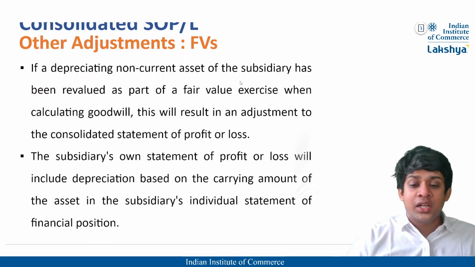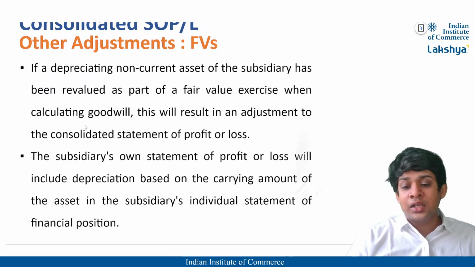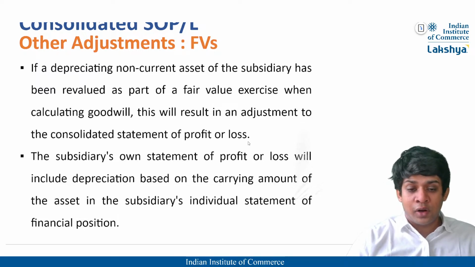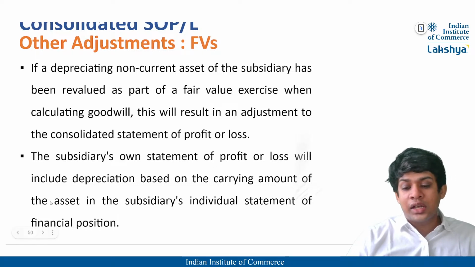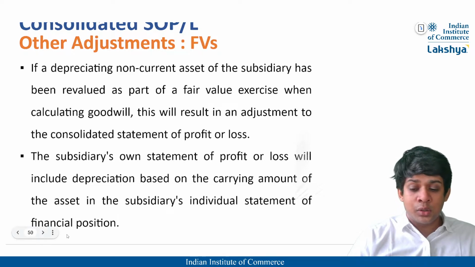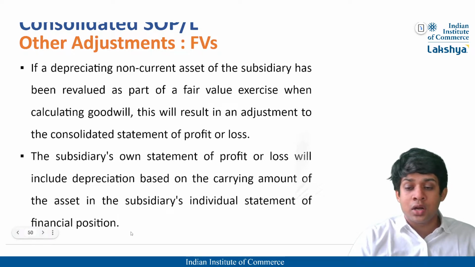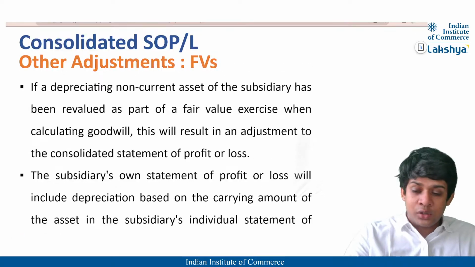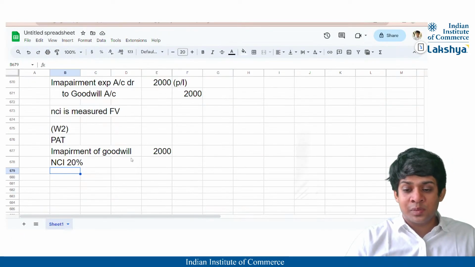Now, if a depreciating non-current asset of a subsidiary has been revalued as part of a fair value exercise when calculating goodwill, this will result in an adjustment to the consolidated statement of profit or loss, and the subsidiary's own statement of profit or loss will include depreciation based on the carrying amount of the asset in the subsidiary's individual statement of financial position. Okay, so that is what they are trying to state for the other adjustments in fair value.